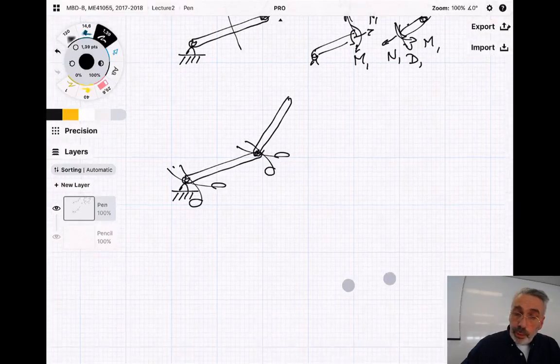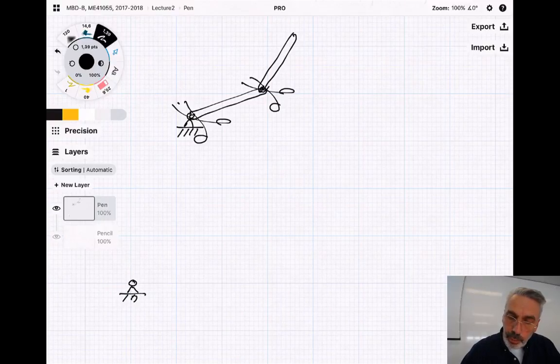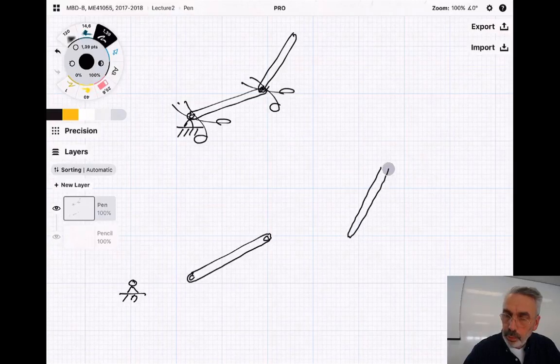So then the separate bodies look like this. We have some support here. Then we have this body number 1. And then we have this body number 2.